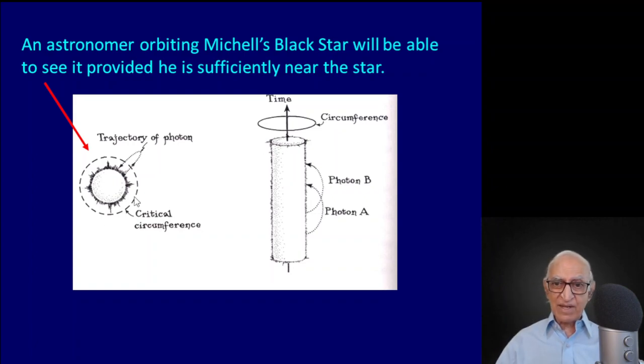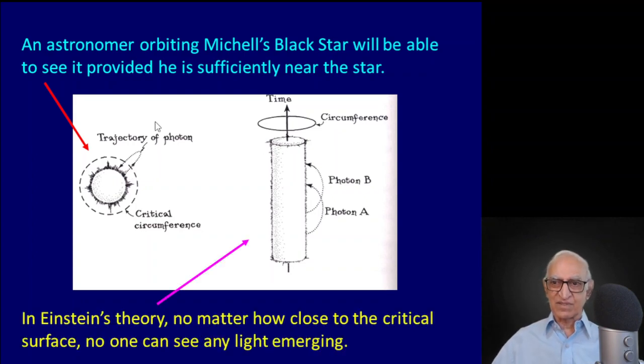But suppose I manage to orbit the star at a close radius, that dashed circle over there, then I can detect the photon. So the point is that an observer, an astronomer close enough to the star, will be able to shine a torchlight, put a mirror on the star and see the reflected light. But you can't do that in general relativity.